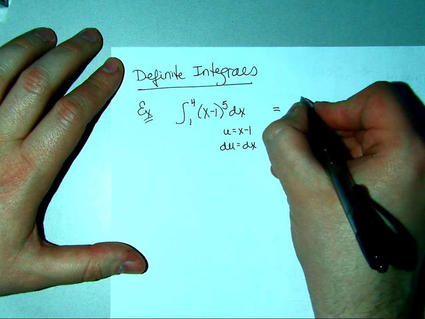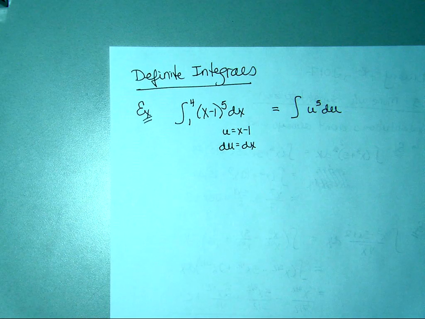When I have these definite integrals, 1 and 4, those are x values, right? Problem is, I'm turning my problem into something with u's. I need the variables to agree. I need to change these x values into u values. Ideally, there would be a formula that I could use to change x's into u's. What might that formula be? A formula that takes x's and gives us u's.